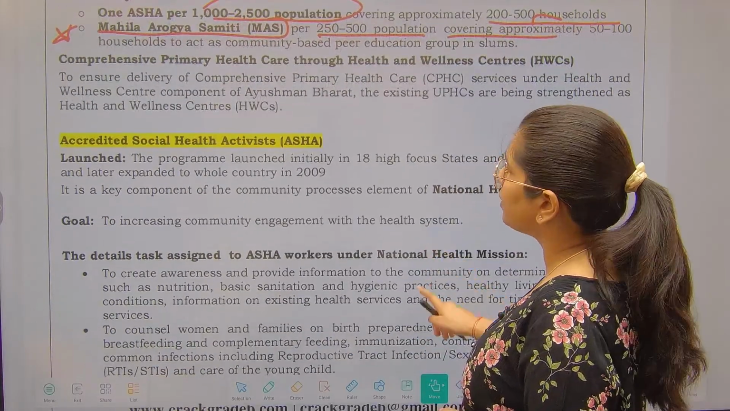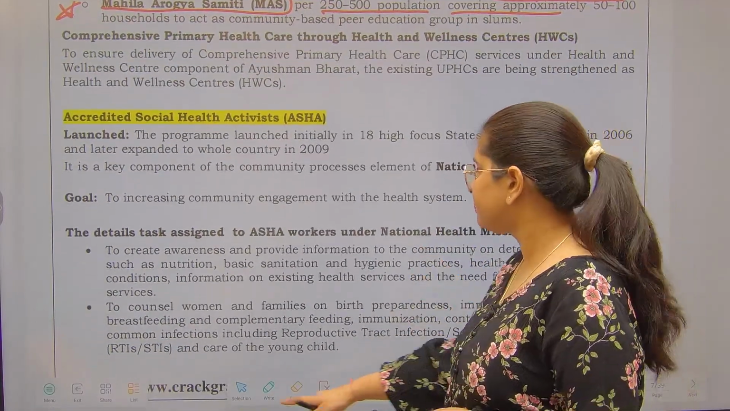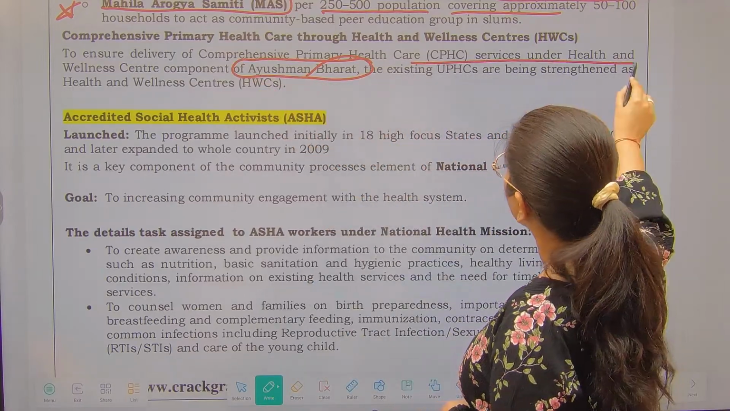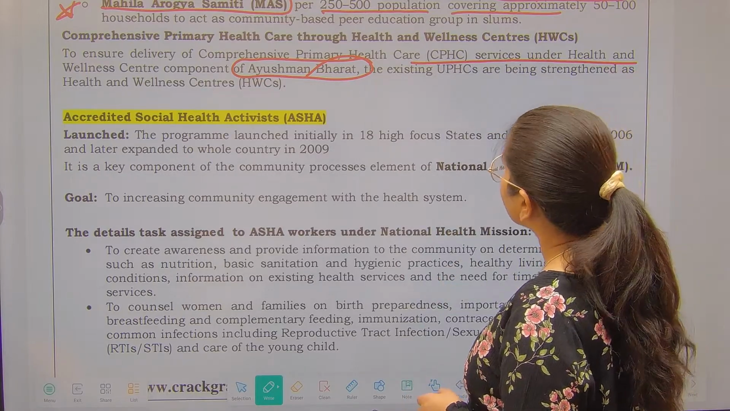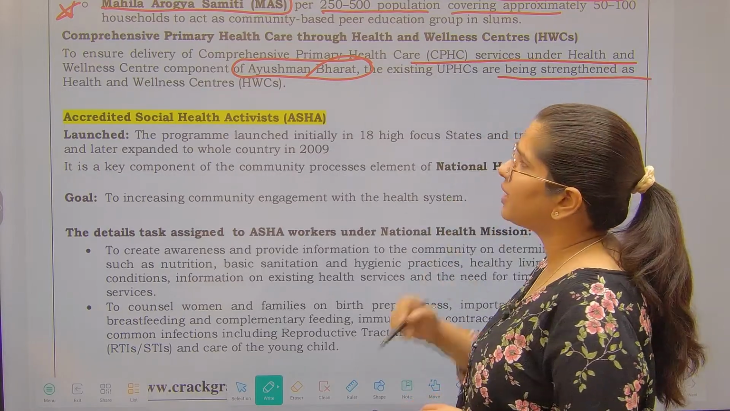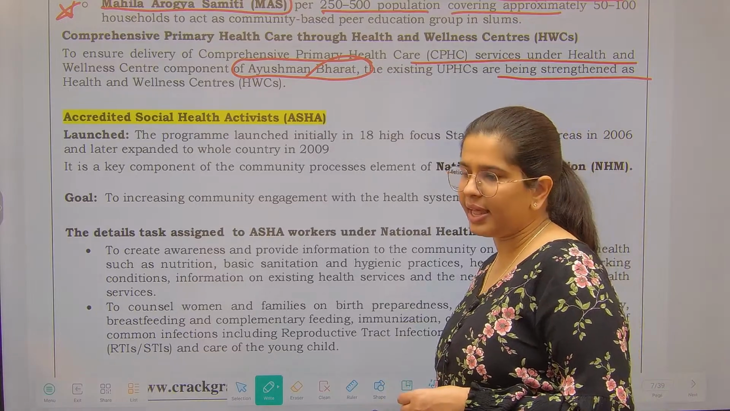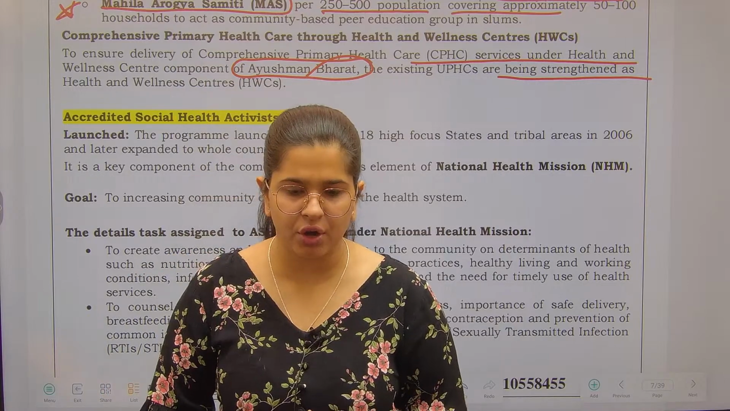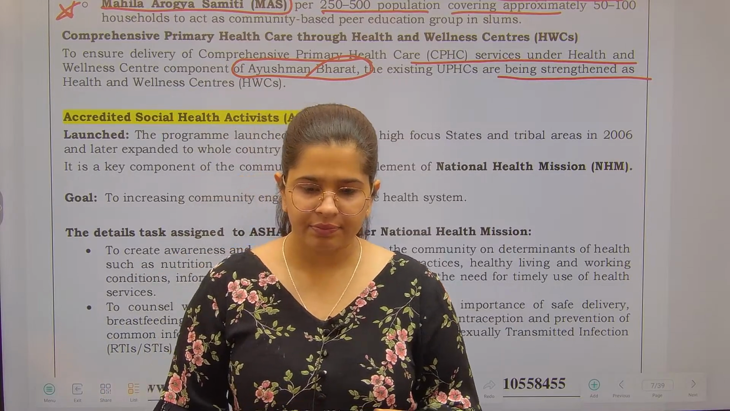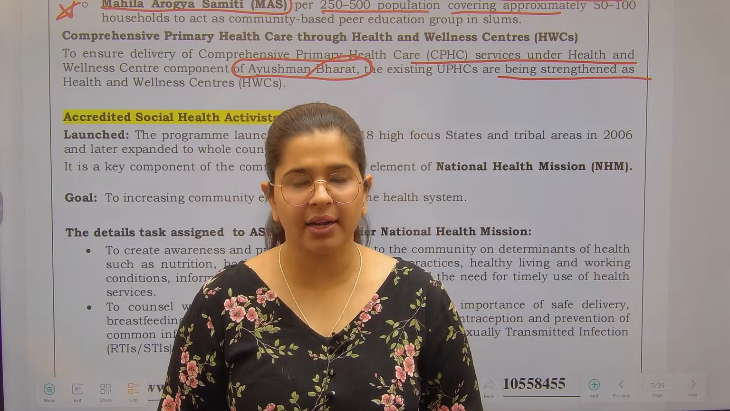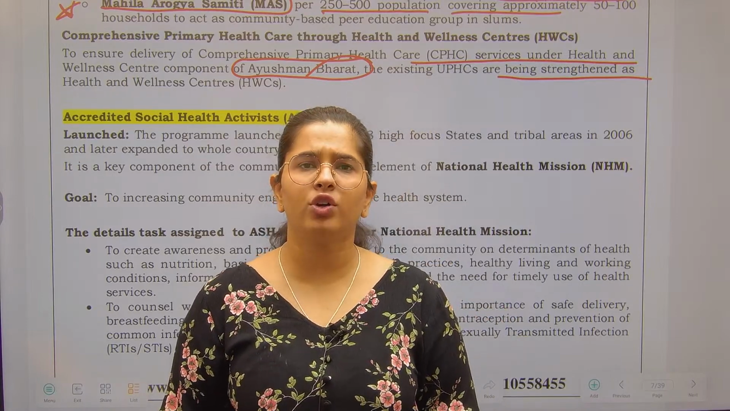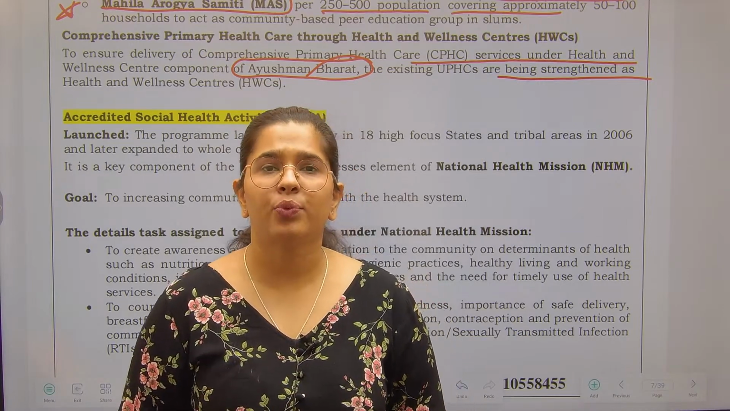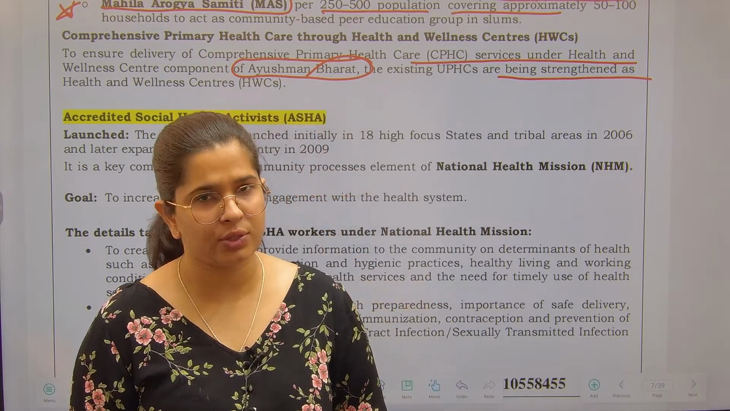Now, under Ayushman Bharat, we have a component where we want to establish and give comprehensive primary health centers, right? The existing UPHCs are being strengthened as the health and wellness center. Health and wellness center means you are going to provide a combination of services, right? So what we get under CPHCs and all of that, we want to provide as a health and wellness center. Just the name has been changed, right, to provide the care at the grassroots level.